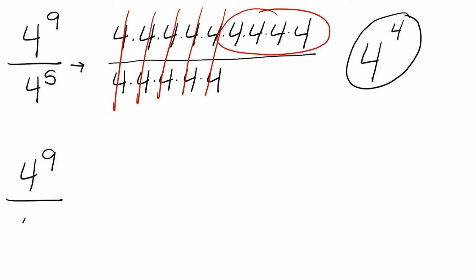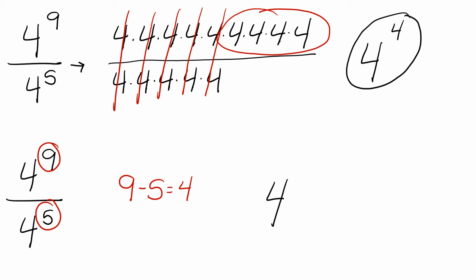To use the shortcut method, we have our 4 to the 9th divided by our 4 to the 5th. In division problems, we subtract the exponents. 9 minus 5 gives us 4. Our base number 4 stays the same, and our new exponent is 4.